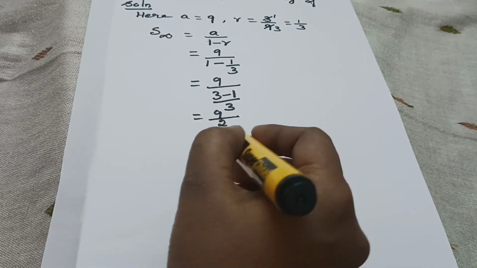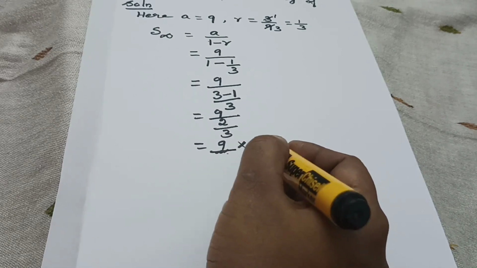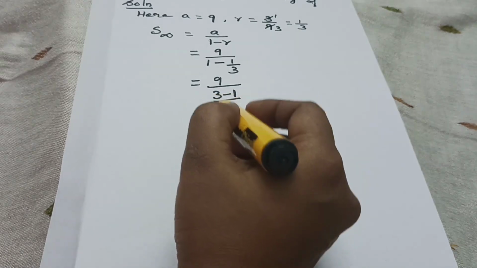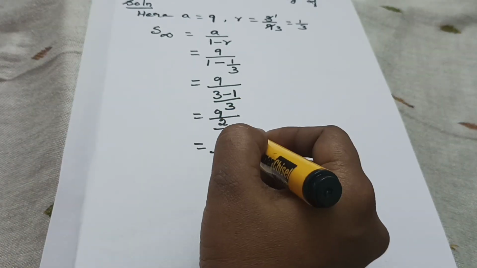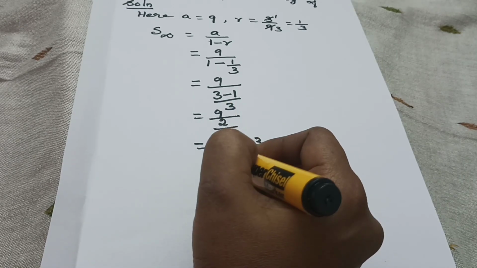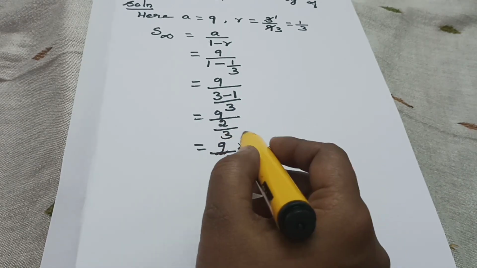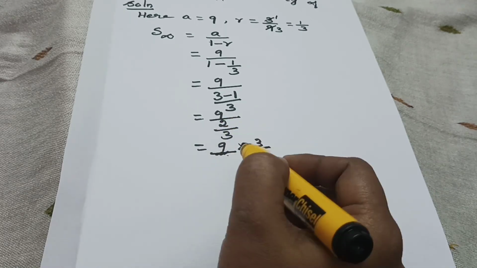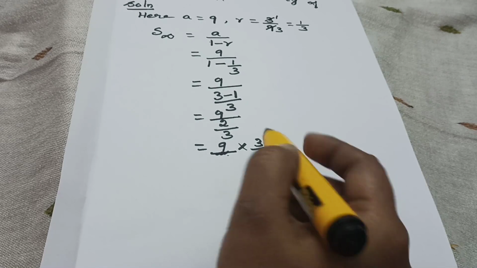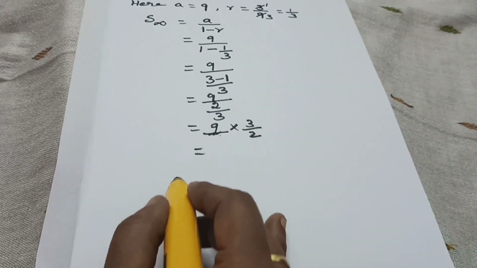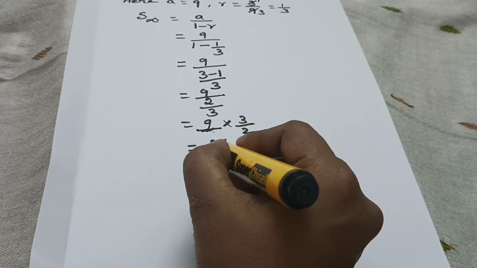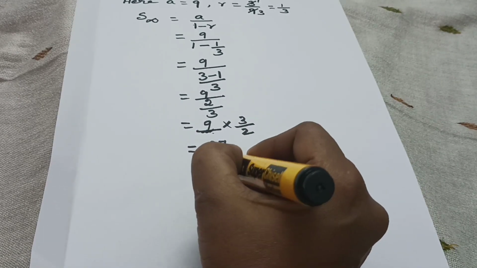This divided by, no need. 9 into 3 divided by 2. Have you understood? Then 9 divided by 2 by 3, isn't it? 9 we have to write first. Then take the reciprocal of this denominator. That means what we will get? 3 by 2, isn't it? Then we multiply the numerators. 9 3s are 27 divided by 2.